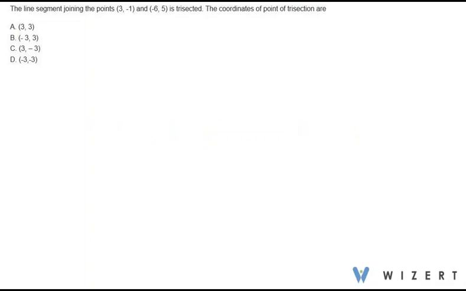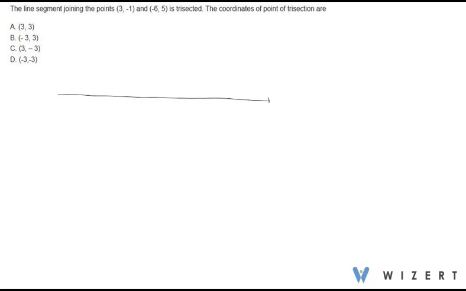We have this question here. The line segment joining the points (3, -1) and (-6, 5) is trisected. The coordinates of the point of trisection are. Now let's try to visualize this situation.